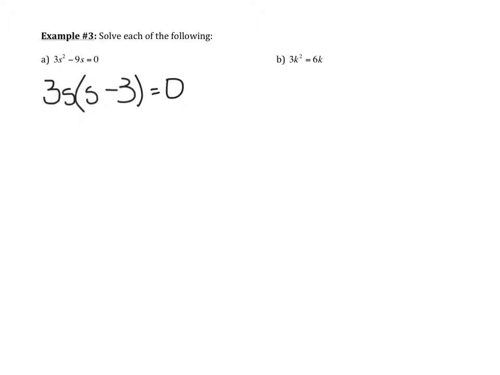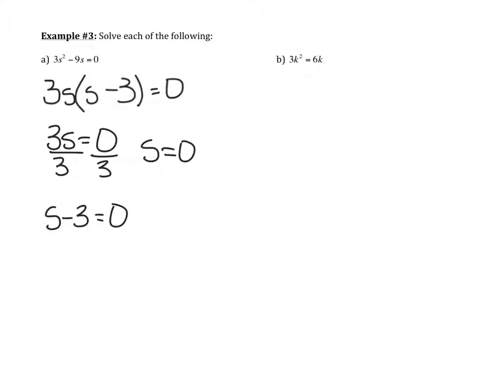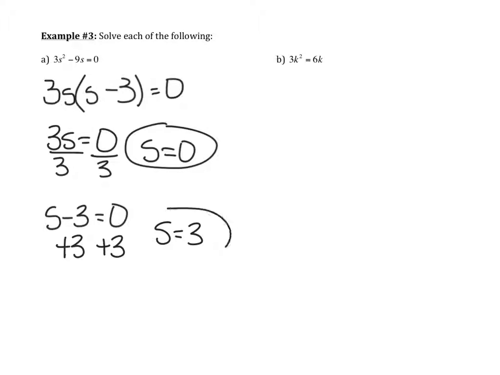Now that I've set it up as a 0 product, I'm going to take each of the factors and set them equal to 0. So I have 3s equals 0 and s minus 3 equals 0. So the first part, I would divide both sides by 3, and I would get s equals 0. The second part, I would add 3 to both sides, and I would get s equals 3. Those are my 2 answers. If I plug them back in, I would get 0 times something is equal to 0. And the second part, I would get something times 0 equals 0. So I know it would work. I knew I'd have 2 answers because my highest power was s squared.